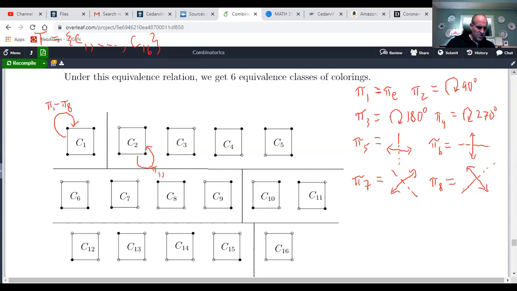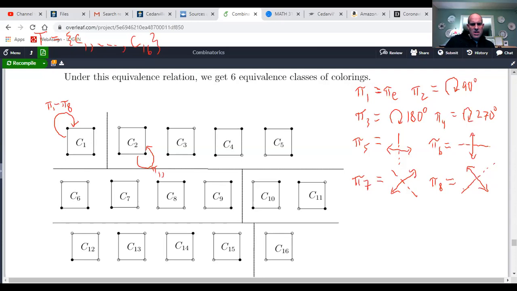Are there any others that do that? Okay, so pi 1 flips that to itself. None of the other rotations do. Right, those are going to turn that thing around. Reflecting across the horizontal or the vertical axis, that doesn't. So that changes things. Reflecting in the horizontal or the vertical axis, okay.